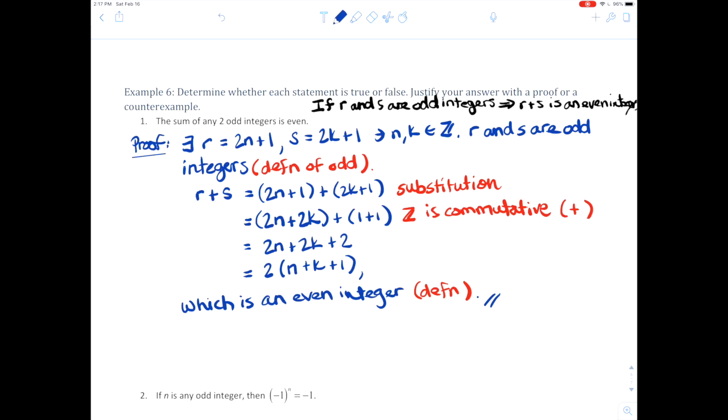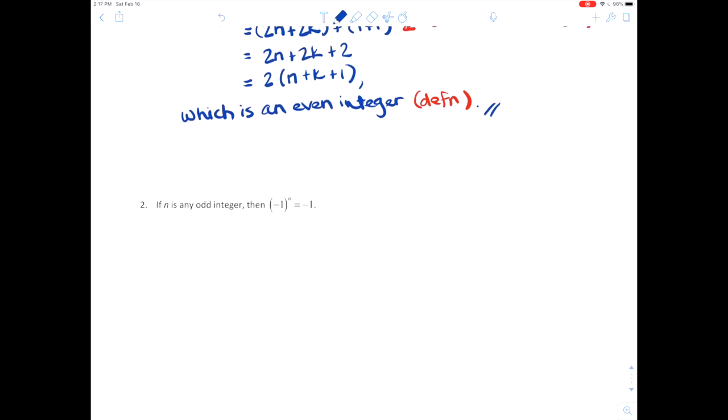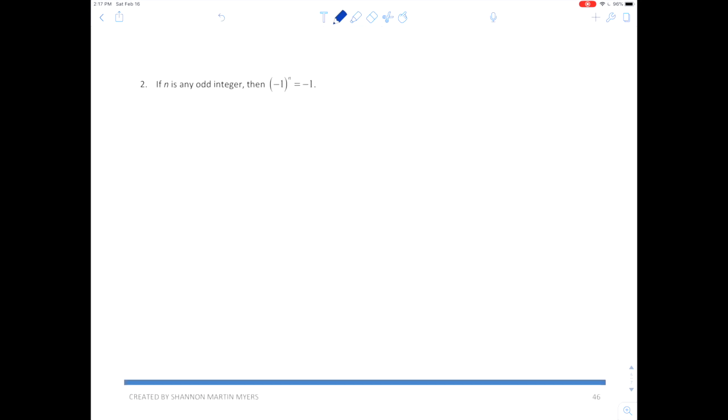Okay, good so far? And those 2 lines are just showing I'm done with the proof. Sometimes your books, you'll see put a little box. Sometimes they'll do other notation. Sometimes it's just a period. Okay, so now if n is any odd integer, then negative 1, that quantity raised to the n, equals negative 1. So what do you think? Well, let's try some out, right?